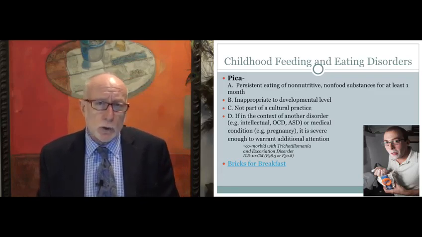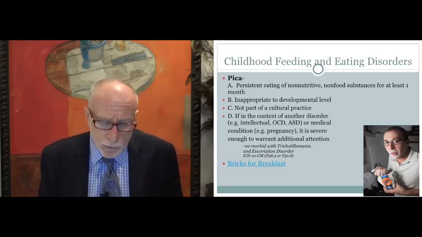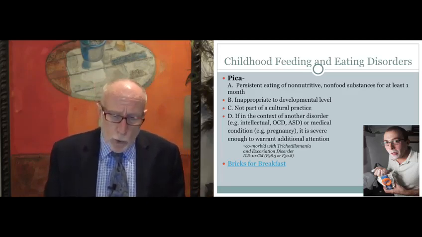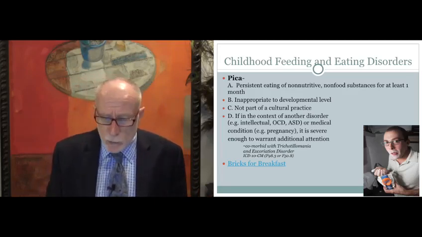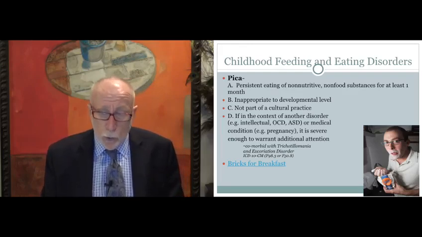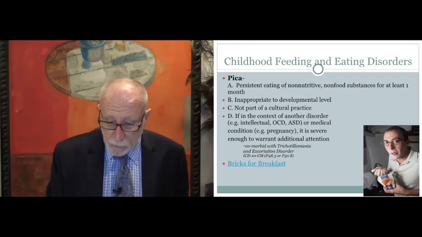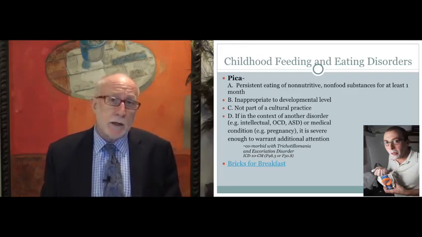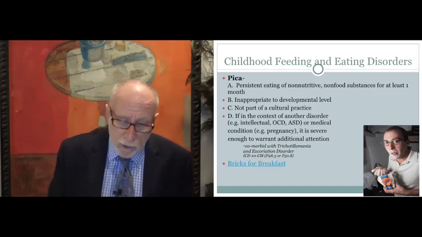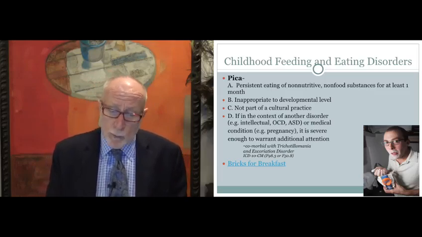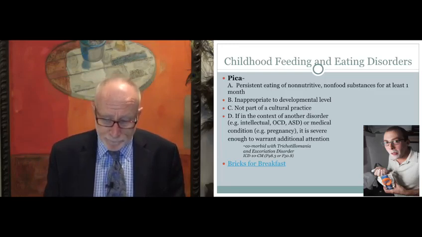Also, if the pica occurs in the context of another disorder, for example, a developmental disorder like an intellectual disability, where a person has a very low IQ, or in the context of an obsessive compulsive disorder, or say an autistic spectrum disorder, or any kind of medical condition, or something like pregnancy, where people can come up with the need to eat sometimes quite odd things, that's not going to be a cause for diagnosis of pica. There'd be a rule out for those things. So if it occurs in the context of another disorder or a medical condition, then it is a rule out for diagnosing it as pica.